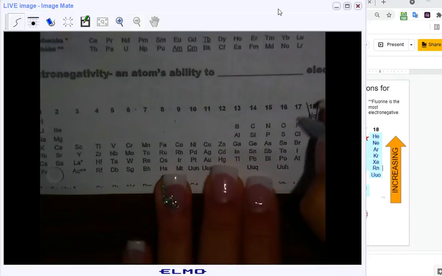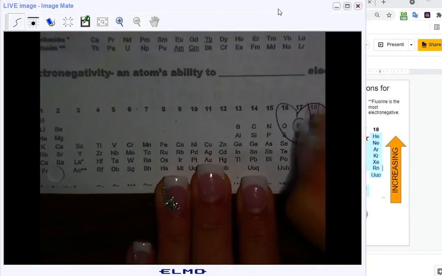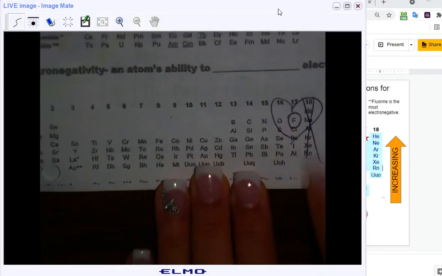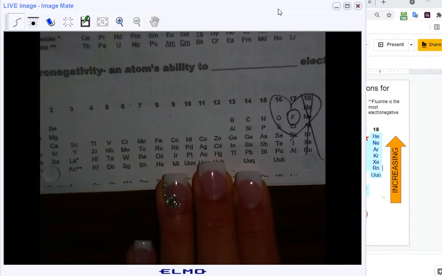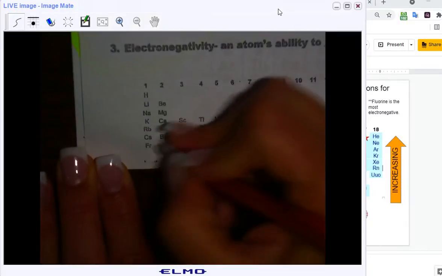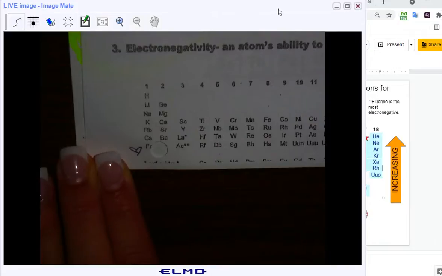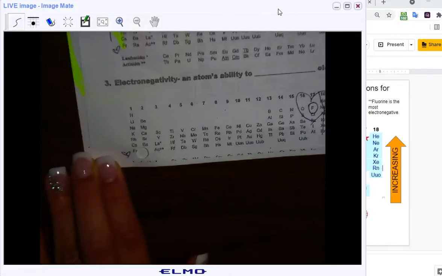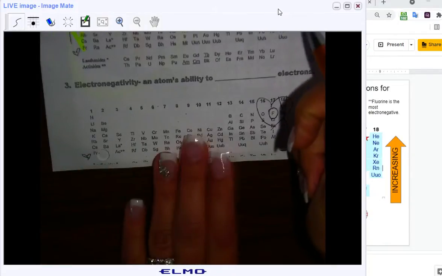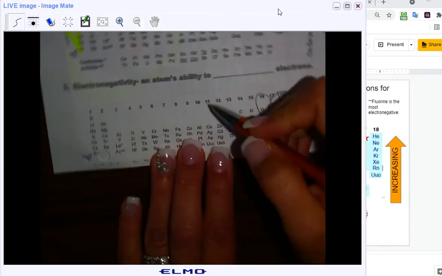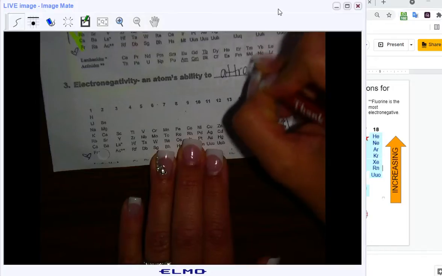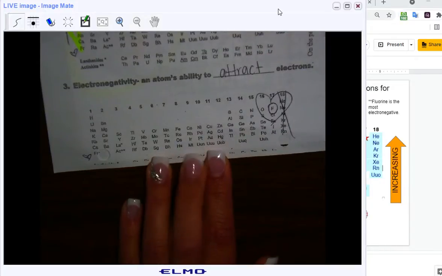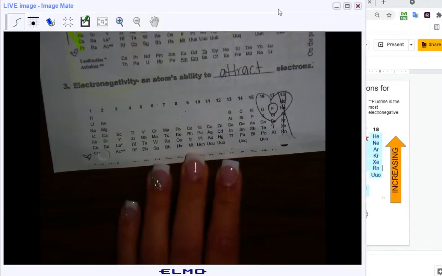All right, so this is still our heart trend. So put a heart right here. Let's circle fluorine. Because we eliminated our noble gases, fluorine is our most electronegative element. Okay, we can put the little heart down here in this corner. So once again, it looks just like ionization energy, okay? Oh, I forgot to put the definition, sorry. Electronegativity is an atom's ability to attract electrons. And it's not attracting its own electrons, it's attracting another atom's electrons.